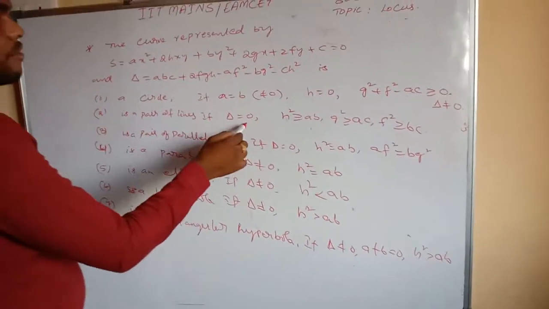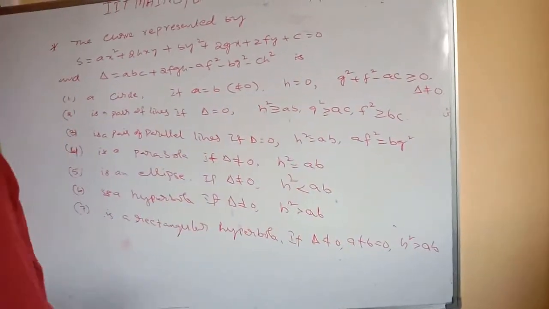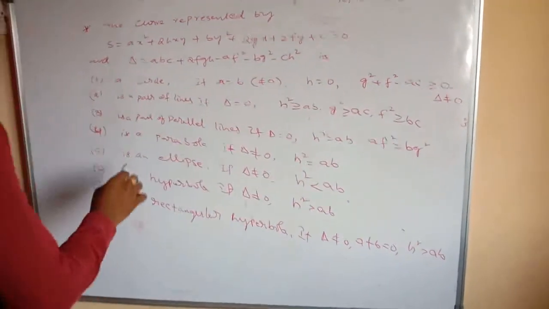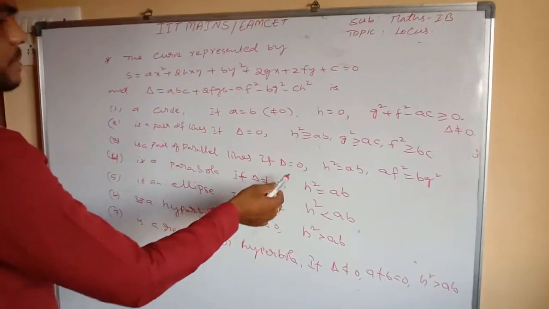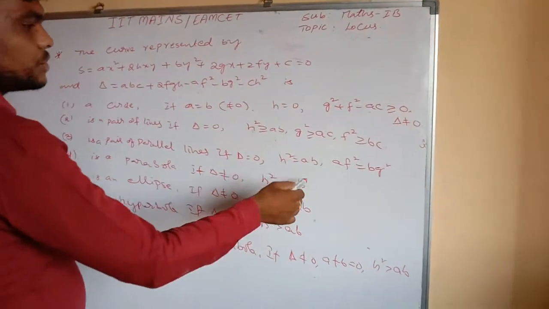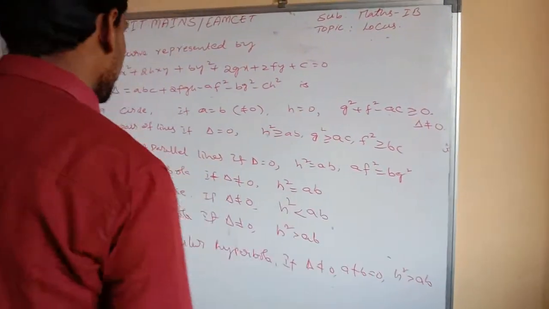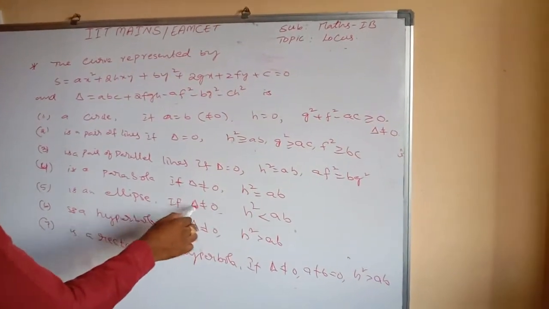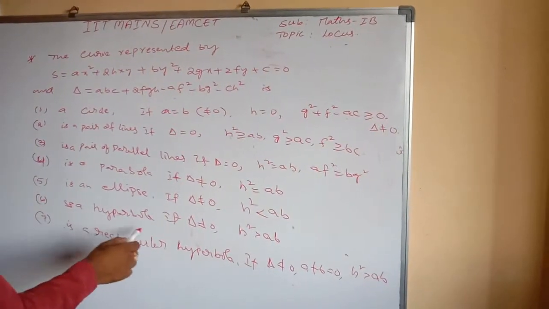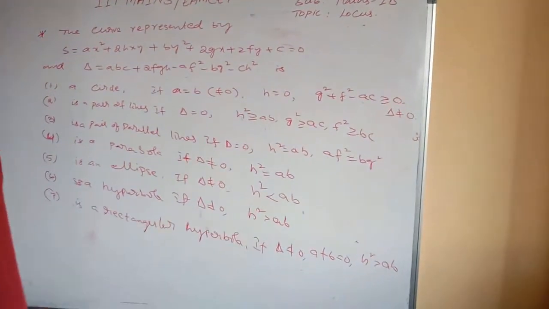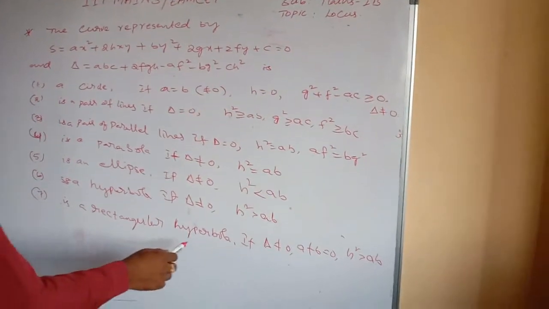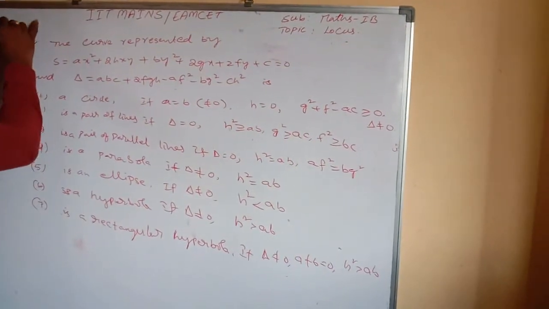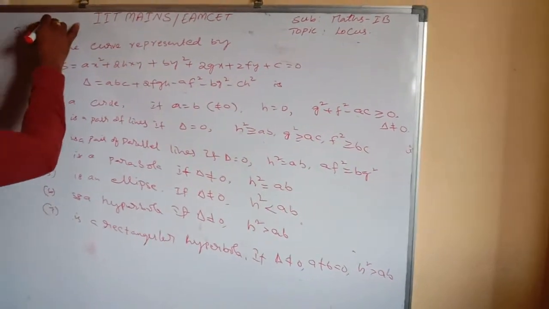Similarly, S is a pair of lines if delta is 0, h square is greater than or equal to ab, g square is greater than or equal to ac, and f square is greater than or equal to bc. It is a pair of parallel lines if delta is equal to 0, h square is equal to ab, and af square is equal to bg square. It is a parabola if delta is not equal to 0, h square is equal to ab. It is an ellipse if delta is not equal to 0, h square is less than ab. It is a hyperbola if delta is not equal to 0 and h square is greater than ab. And it is a rectangular hyperbola if delta is not equal to 0, a plus b is 0, and h square is greater than ab. The most very important for mains level.